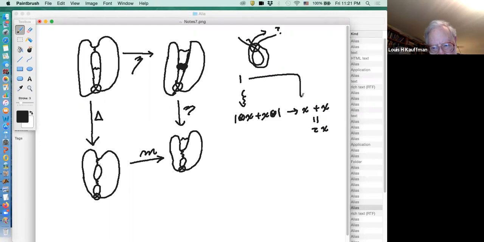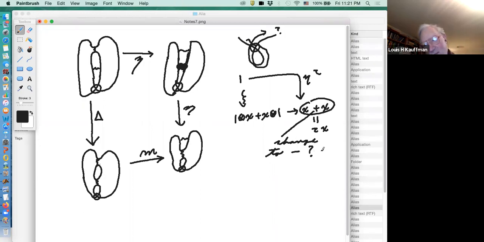That's how we did it. And then, of course, we're going this way, and this was eta squared. But the problem was here, and maybe you could get this changed to a minus by counting something. Well, you could count whether you went through a virtual crossing or not. And so that's the idea. We're going to use local coefficients.